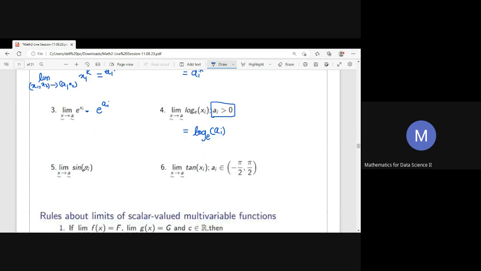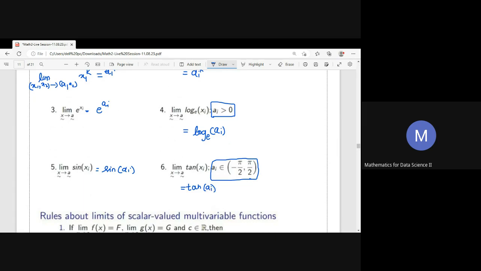Okay. And what about this one? Sin a, sin a. And here, see, the domain is particularly mentioned because what happens at pi by 2? What is the value of tan at pi by 2 or minus pi by 2 multiples? It's undefined. So you are considering a only where the function is defined. So what is the answer in this case? Tan a.